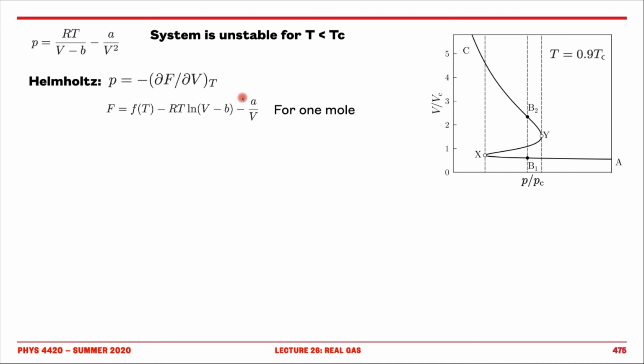So in other words, this equation for the Helmholtz free energy is compatible with the van der Waals interaction term that we have. That's what matters. So this is my Helmholtz free energy. The reason why I use Helmholtz is because this is actually an easier equation to adapt.